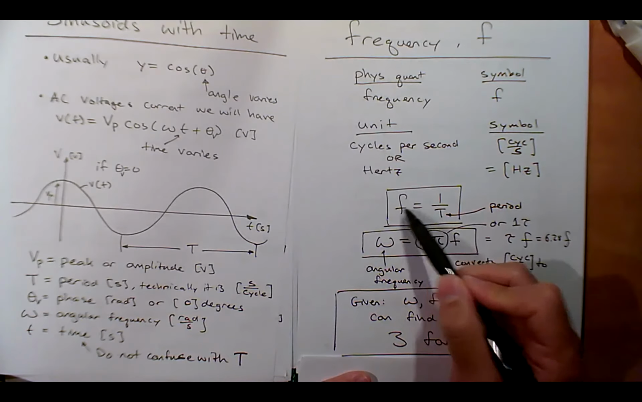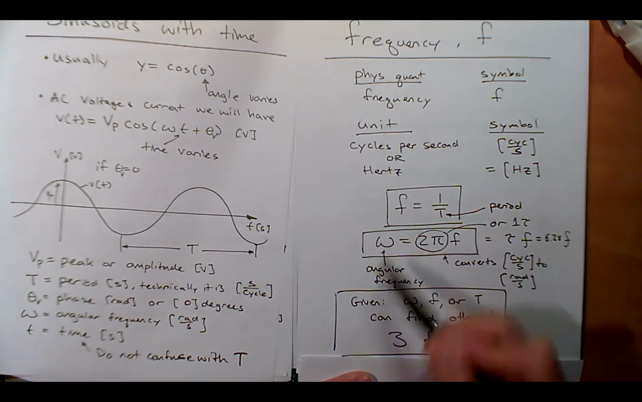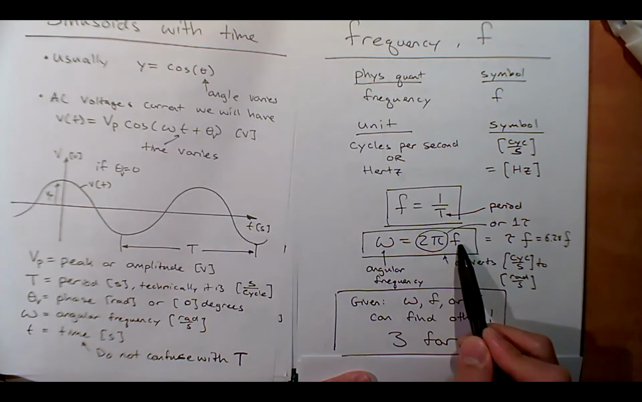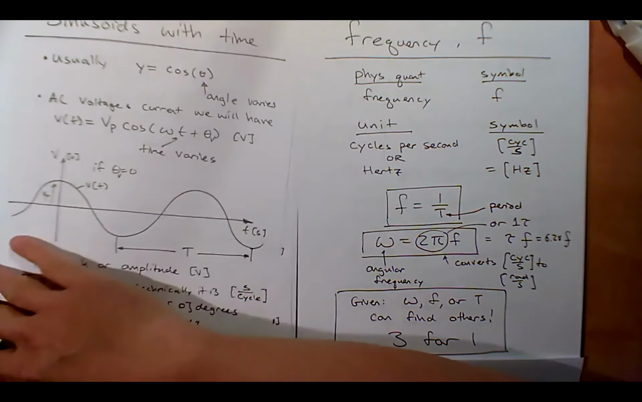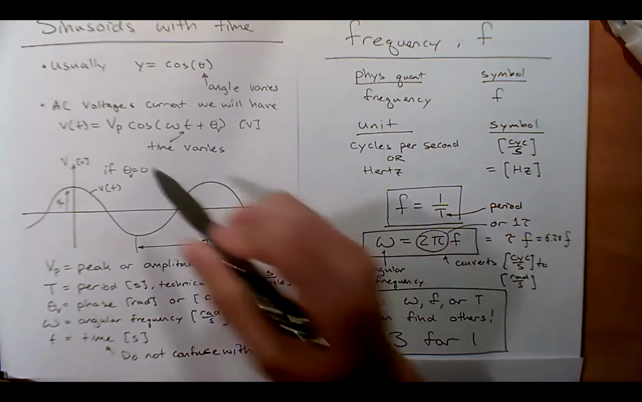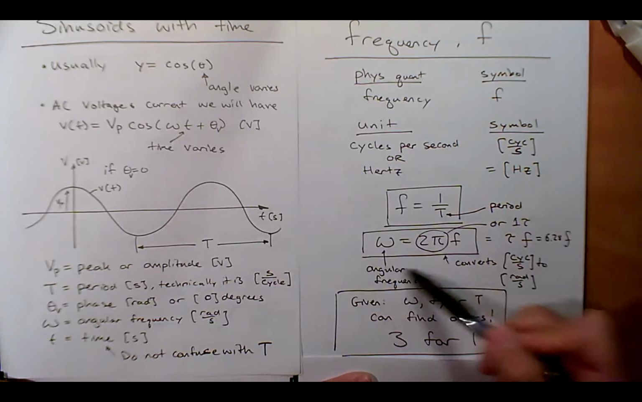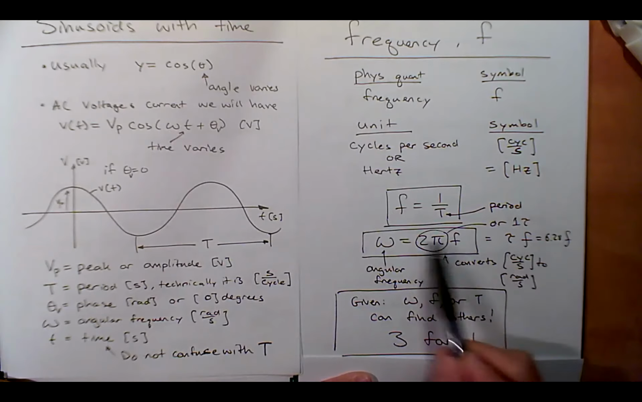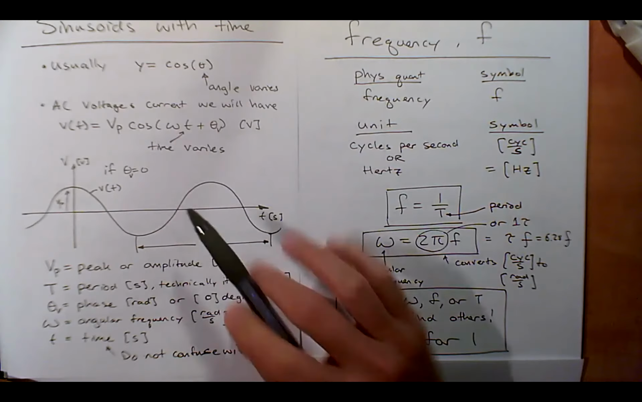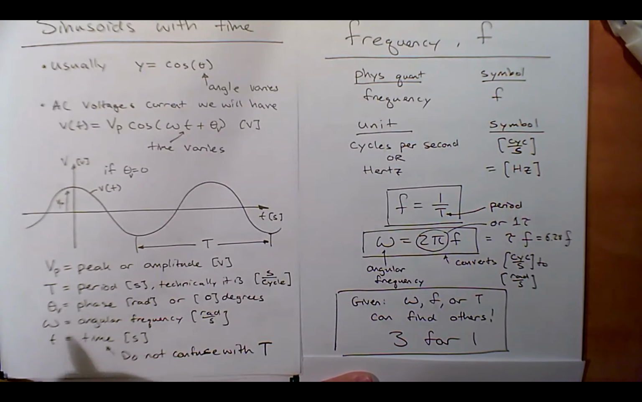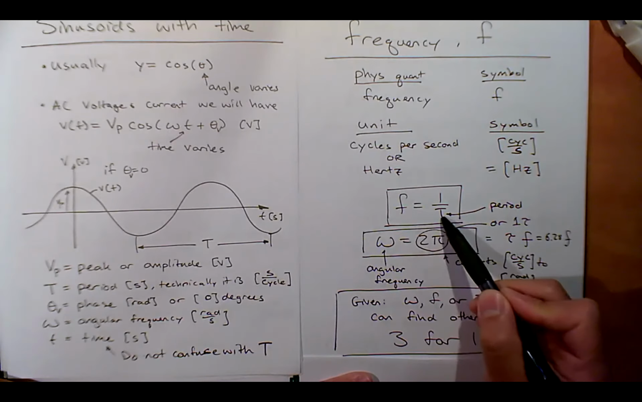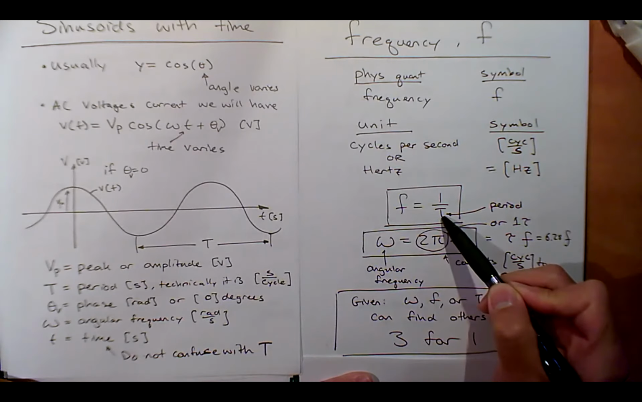3-for-1. If I give you F, I can find T. If I give you F, I can find omega. If I give you omega, I can find F. And if I have F, I can find T. Can you guys see that this is a 3-for-1? So yes, the information for the frequency or the period is embedded in this omega using these two equations. Okay. This is just a unit conversion, and this is just understanding that frequency and the period are inversely proportional to each other, right? So a frequency of 1,000 hertz is equal to a period of 0.001 seconds.